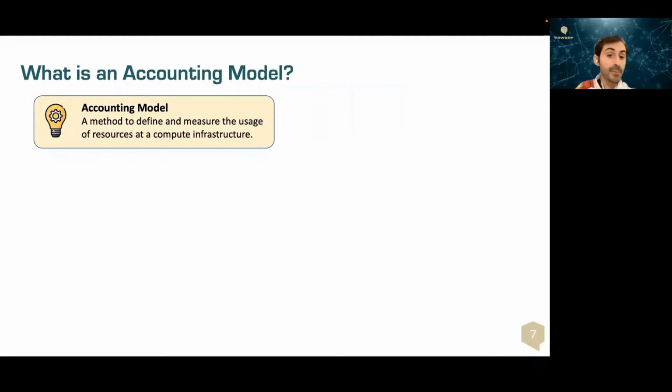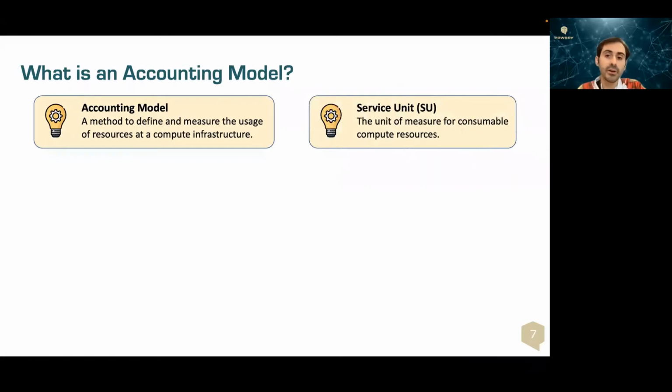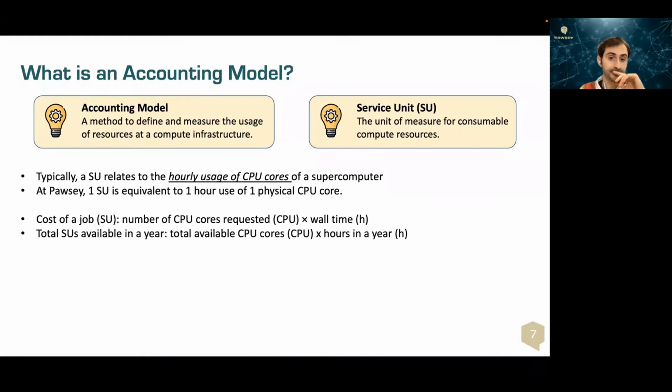So an accounting model is just a method to define and measure the usage of resources in a compute infrastructure. And to do so, to measure these resources, we need a unit of measure, and this unit is just called the service unit. And we're going to discover soon how these service units are defined at Pawsey. This is kind of a custom definition. Different centers may choose to adopt slightly different definitions of a service unit. So it's important to be aware of the definition which is used at Pawsey specifically for usage of Setonix.